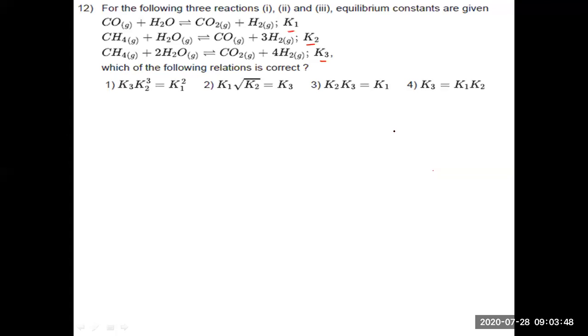Sir, K3 equals K1 into K2. Option 3. Yeah, option 4. K3 is equal to K1. Try D. Dhanush. Neeti Gandhi. D. D, sir.